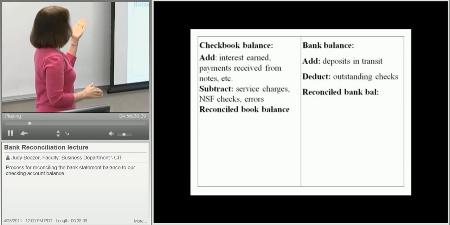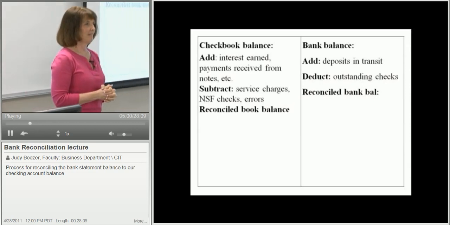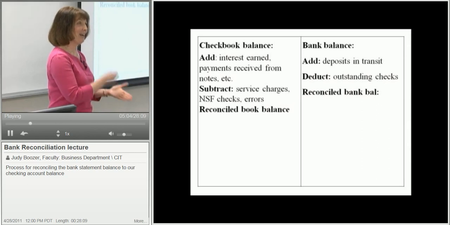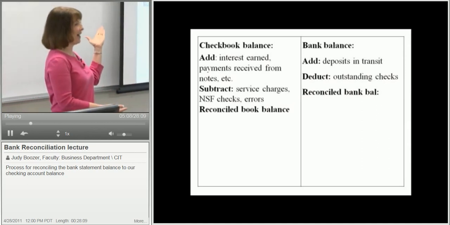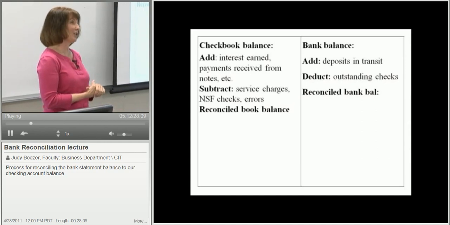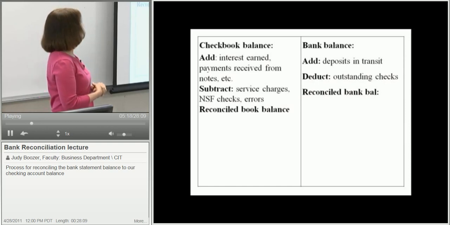So we start with the checkbook balance. Where are we going to find that? In the checkbook. Hopefully you've kept a running tally after every deposit and every... Where else will we find that? In the ledger account for cash, hopefully. If not checkbook, but certainly for everything, all kinds of accounts.